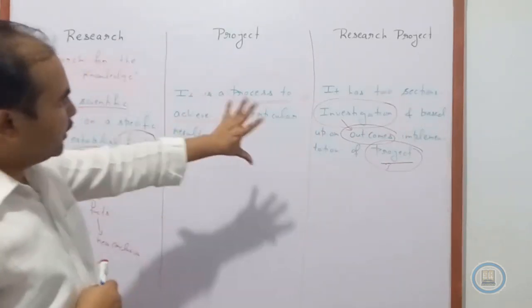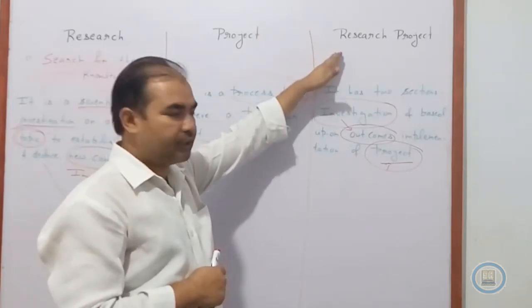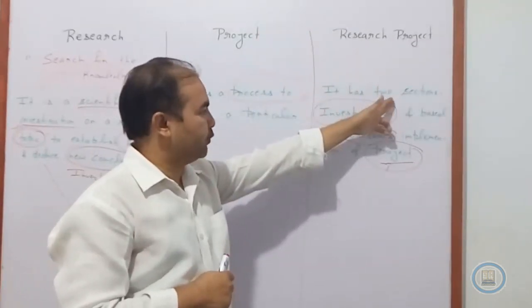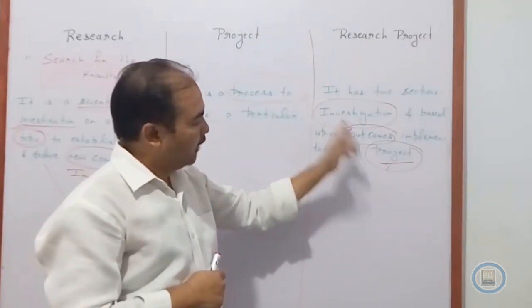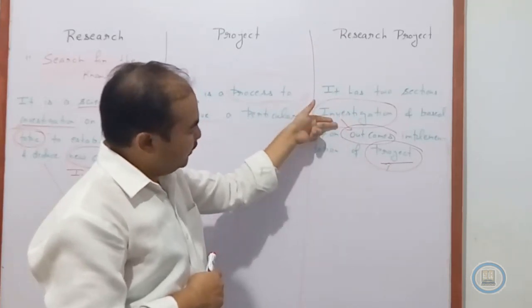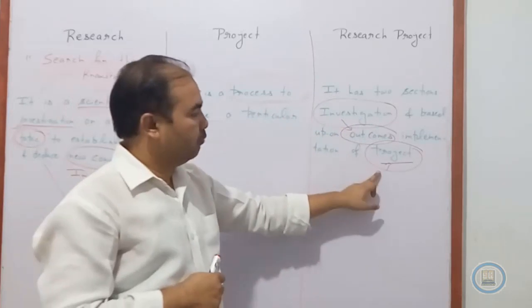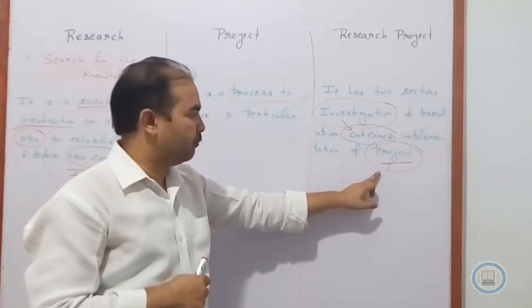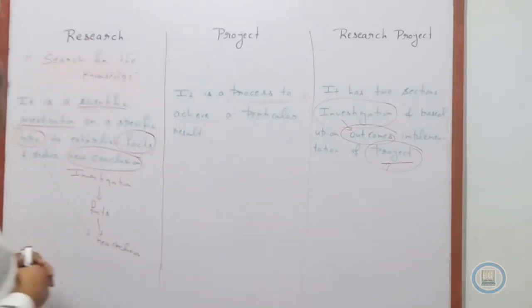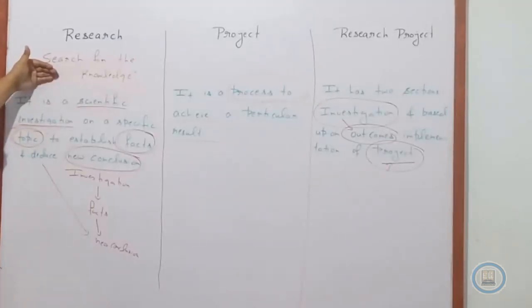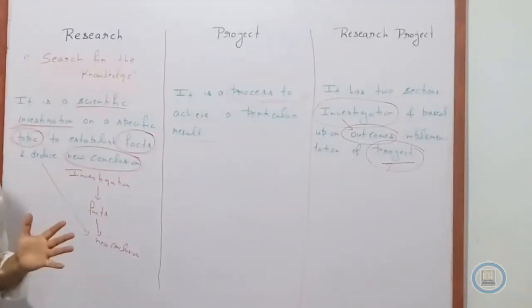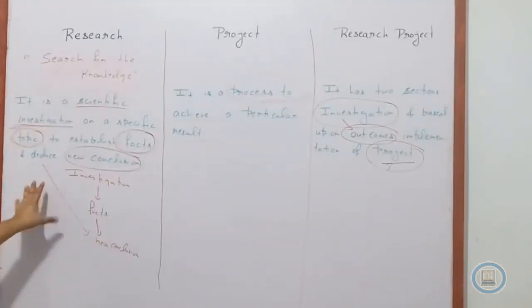So we should remember that when we are talking about research project, its meaning is that it has two sections, investigation and project. First we need to go for the investigation, and then whatever the findings and outcomes are, we need to implement them with the help of the project. The next thing is that research is actually of broader sense in comparison to the project.